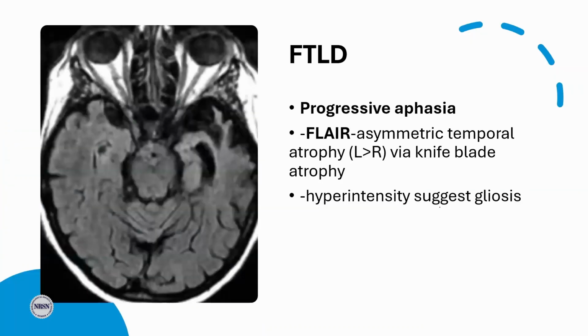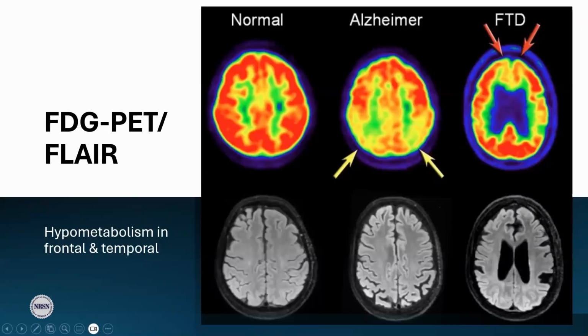So this is an axial flare image of the brain taken at the level of the orbit. We can appreciate asymmetric temporal atrophy. Now there is reduction in the neurons in the left temporal region compared to the right, giving this knife blade atrophy. So it looks like a knife. It's thin, paper thin, looks like a knife. Now there is bilateral hyperintensity of the remaining medial temporal lobe, which is suggestive of gliosis, but more on the left.